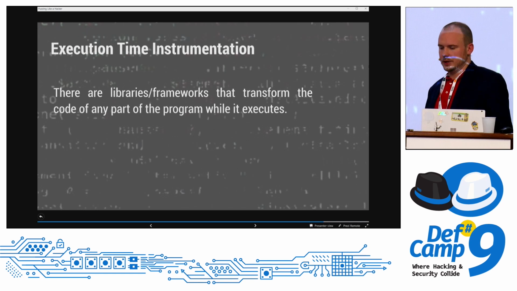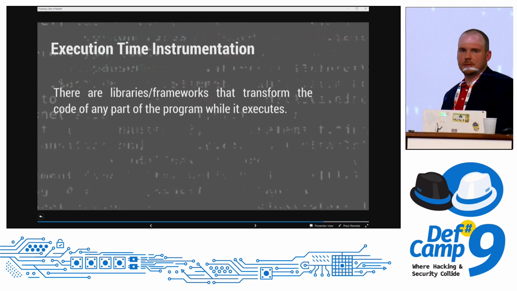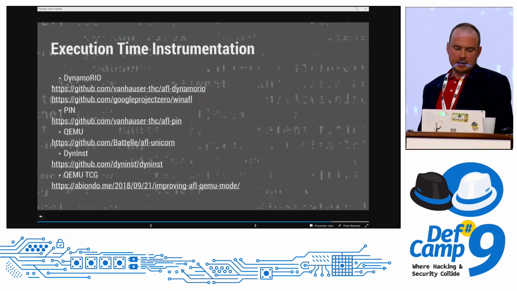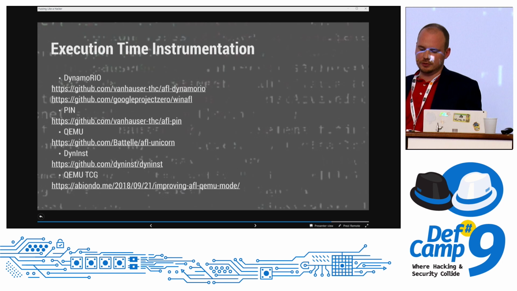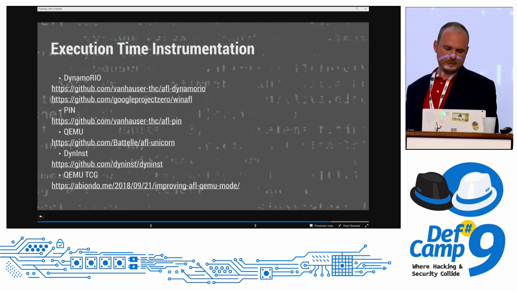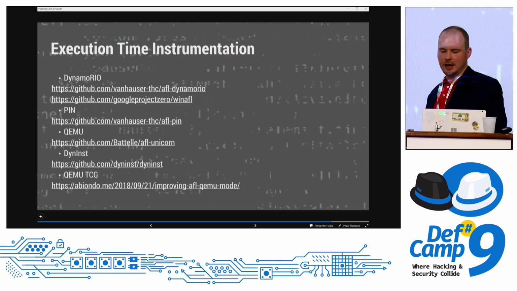The third thing you can do is just use execution time instrumentation. If you don't have the source code, you cannot recompile the application. You can just use this. There are a few products available, DynamoRIO, Pin, QEMU, Dyninst, and recently very interesting QEMU TCG. They are the tools, frameworks, however you call it, that can inject code while the application is executed. It's very high overhead, but as I said, you don't need source code, which makes it very good for testing.